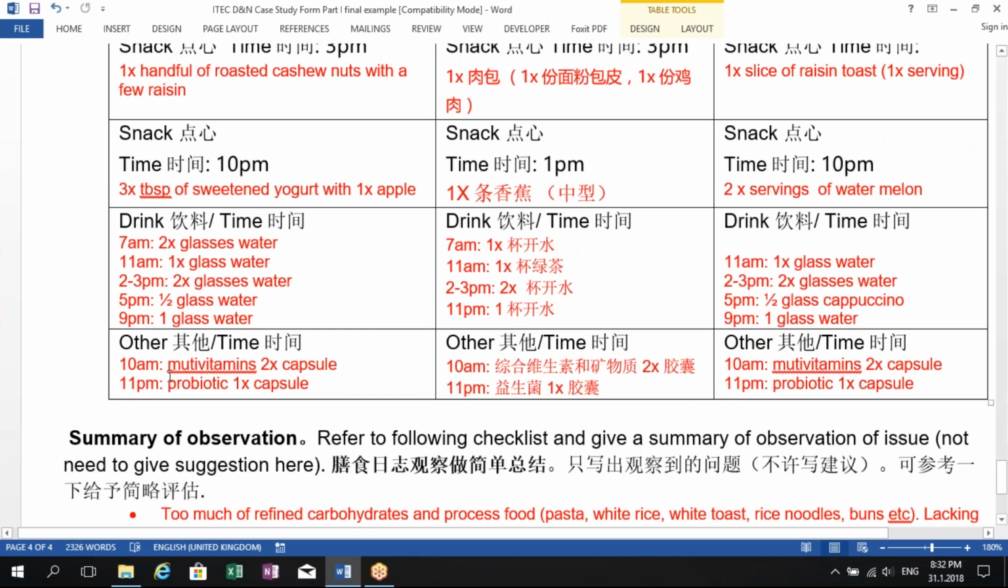Okay, other time, other thing. Other thing means that which is not food, which is not snack, which are supplement, medicine, you put in other and timing. Okay?